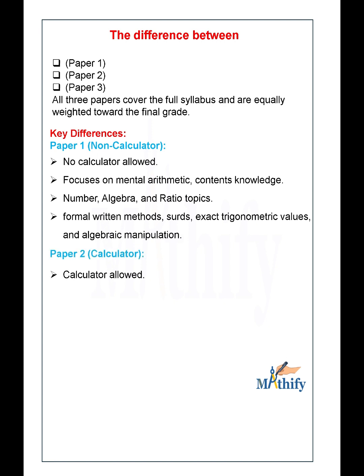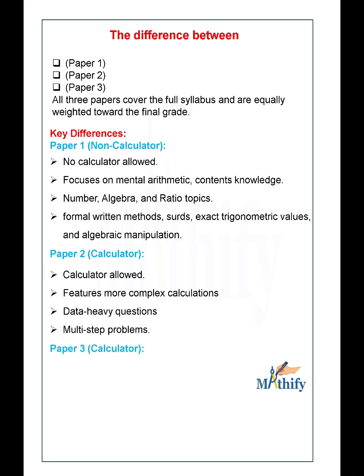Paper 2 is a calculator paper, and it features more complicated questions, so more complicated calculations. So there are data-heavy questions, and it's a multi-step problem. Paper 3 is also a calculator paper, but before we move on, it's important that each paper covers a total mark of 80. So each paper has 80 marks.